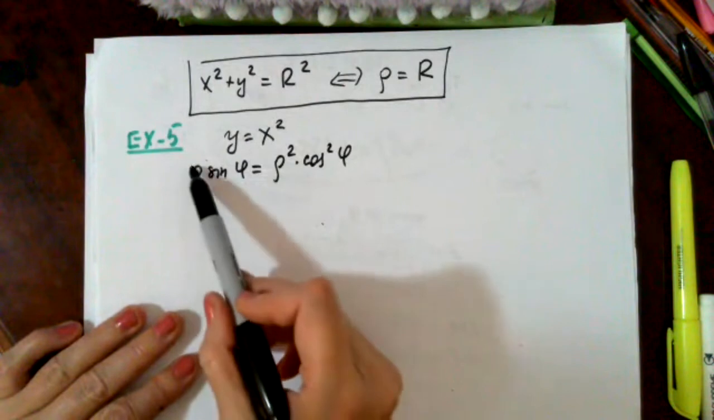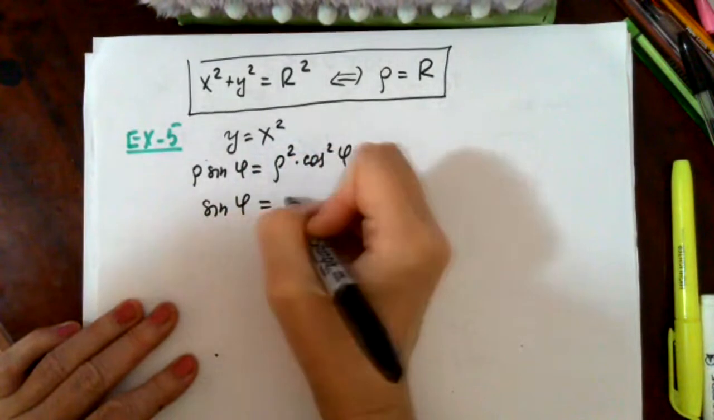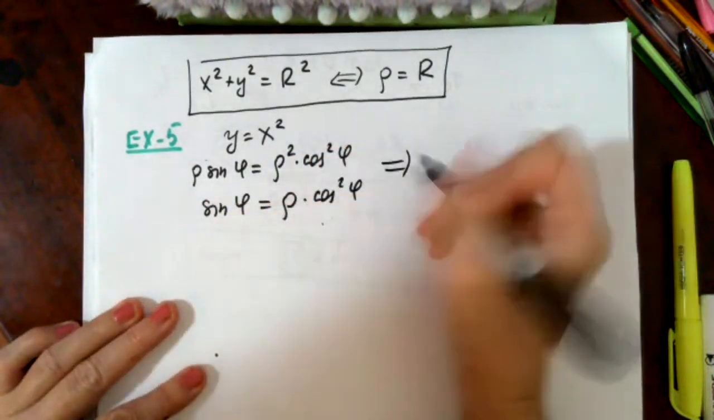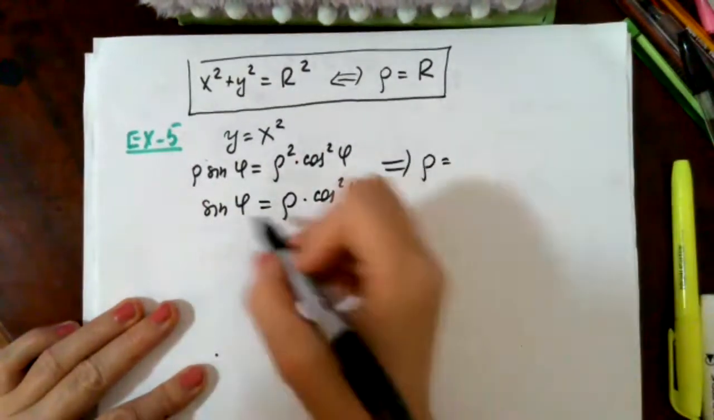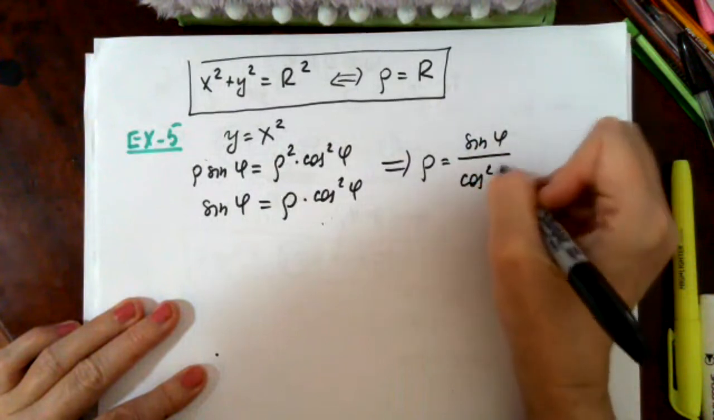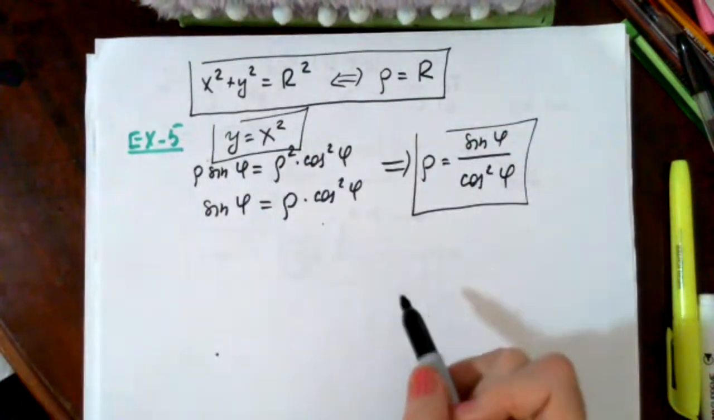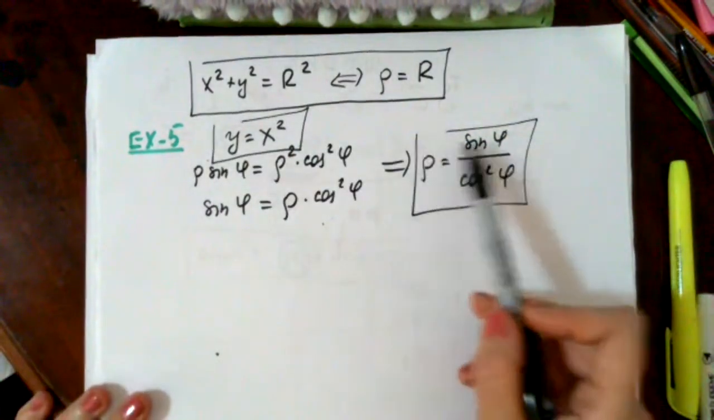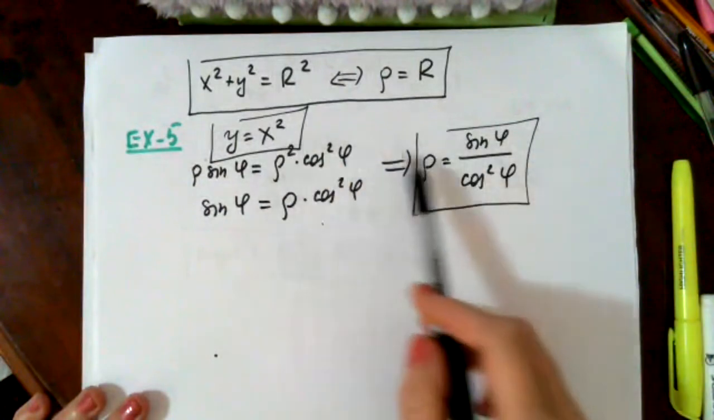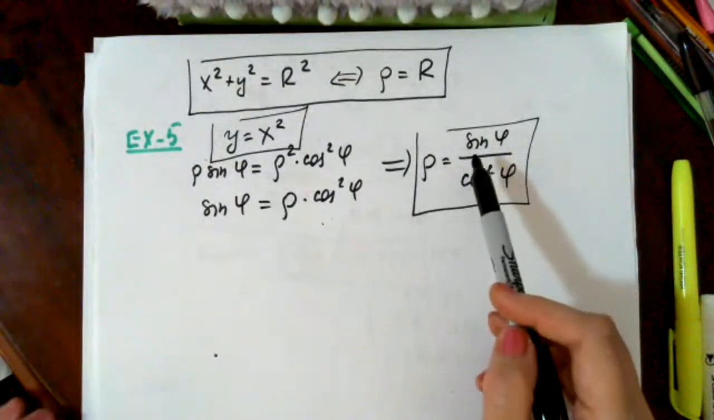And now we can actually divide both sides by rho. We'll be left with sine phi is equal to rho times cosine squared phi. And finally, we can express rho from here. It will be sine phi divided by cosine squared of phi. So that's how a parabola looks in a polar coordinate system. What can we conclude looking at this equation? We can conclude that it doesn't look very simple. I would say that it even looks much more difficult, much more involved in the polar coordinate system.